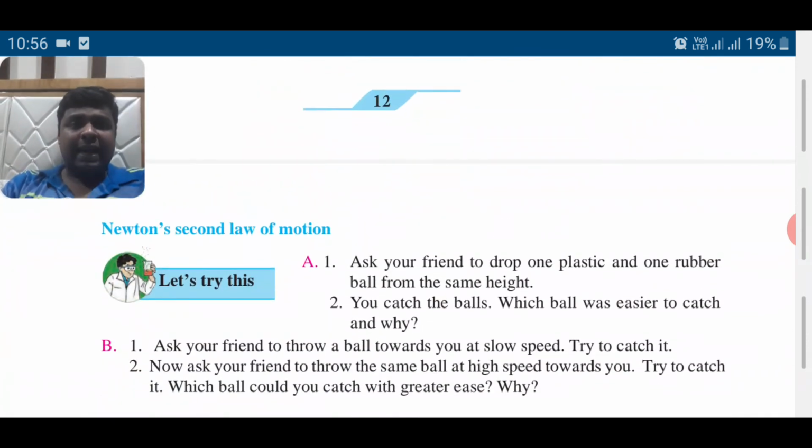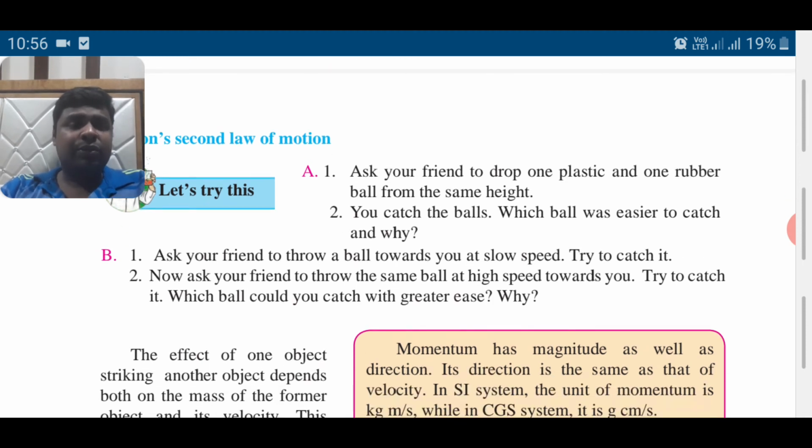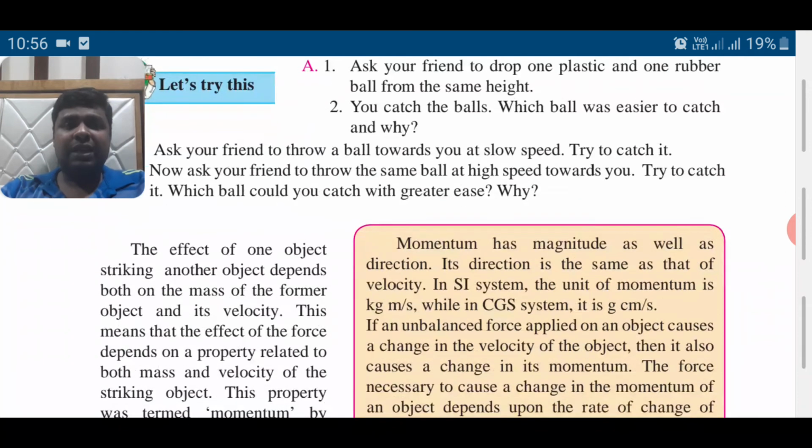To Newton's second law of motion. Ask your friend to drop a plastic and a rubber ball from the same height. You catch the balls. Which ball is easier to catch and why? Ask your friend to throw a ball towards you at a slow speed and try to catch it. Now the same ball with high speed towards you and try to catch it. Which is easier and why?